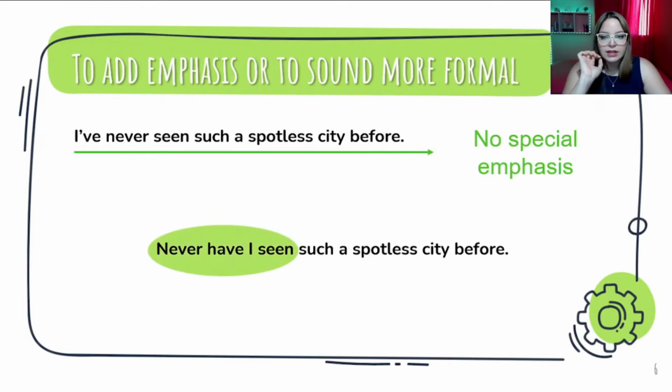This part, which is highlighted, is our inversion. Here we can find our emphasis. What am I meaning then if I emphasize this part of the sentence? Well, maybe I have seen many other cities before, but none of them was as spotless as this one. There you go.